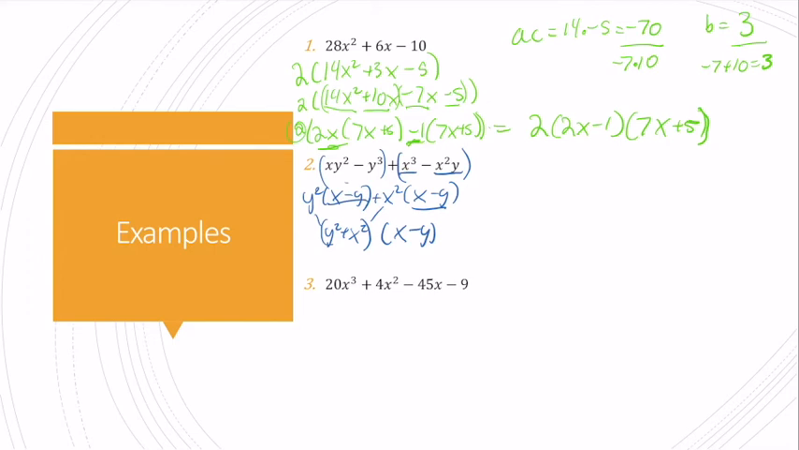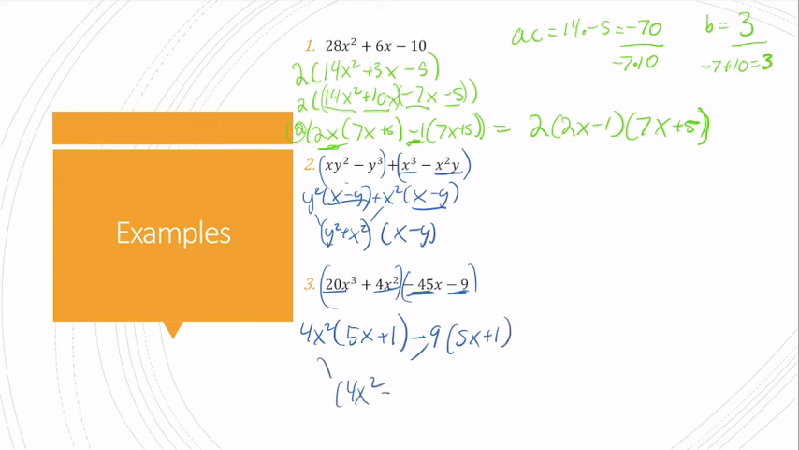All right, next example, I have 20x cubed plus 4x squared minus 45x minus 9. We have to factor by grouping. The greatest common factor of 20x cubed and 4x squared is 4x squared. That gives me 5x plus 1. The greatest common factor of negative 45x and negative 9 is negative 9 times 5x plus 1. Collect what they had in common. And we have fully factored this 4-term polynomial.